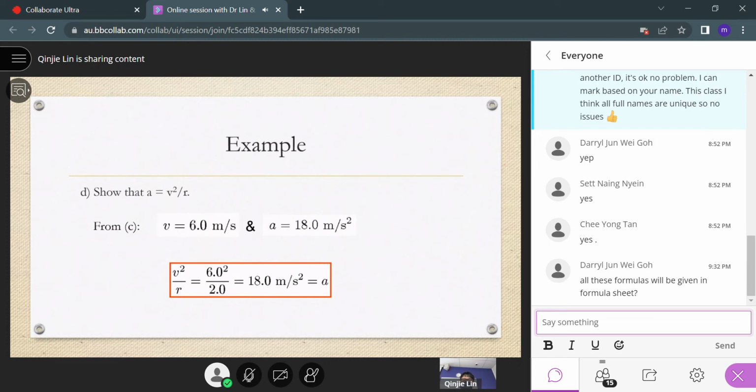Okay, one student online asked, will all these formulas be given in the formula sheet? Not all formulas will be given in the formula sheet. There should be a formula sheet uploaded by the course coordinator already. If you go to the system, the same page as the notes, you will see a formula sheet. It should be uploaded already. Those formulas in the formula sheet are the formulas that you will see for your exam. Not all will be given.